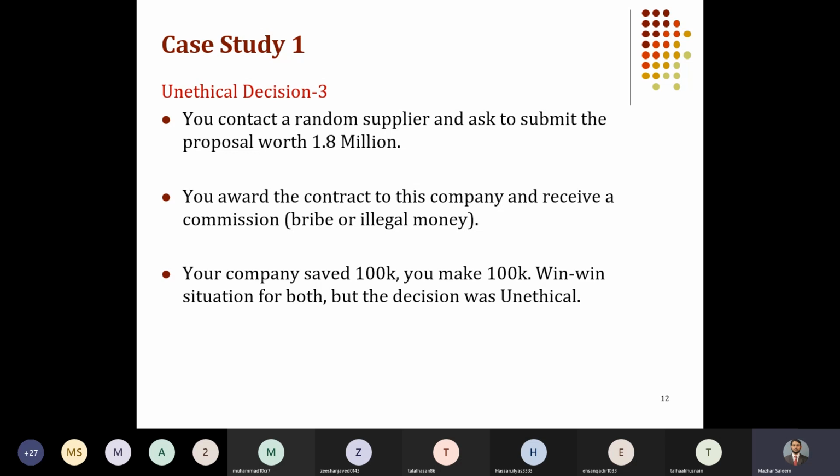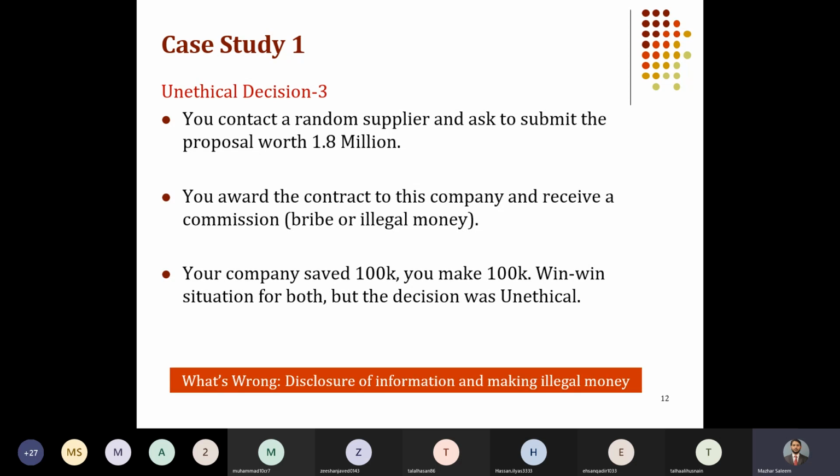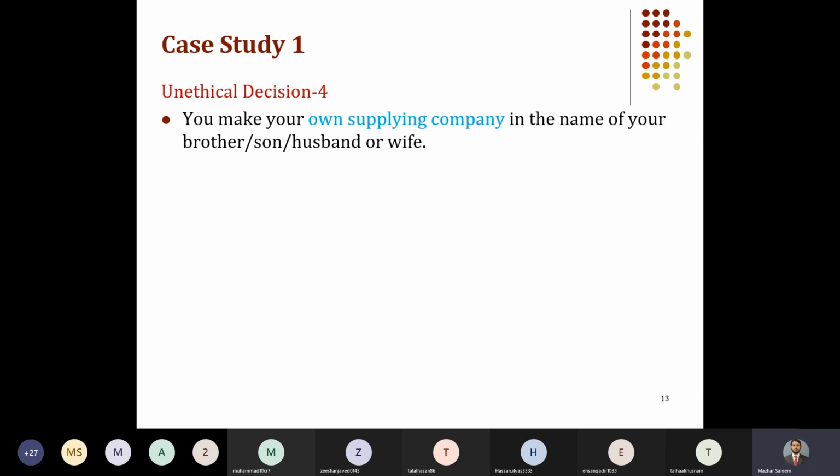but that's bribe actually. And again, somebody may say, oh, the company saved the money. Something that we were supposed to get at a cost of 1.9 million, we have got at 1.8 million, and you have made some money out of it too. So it's a win-win situation. But again, the decision is unethical. And what is wrong here? Again, you disclose the information that you are not supposed to disclose, and you made illegal money out of it. That commission is illegal.